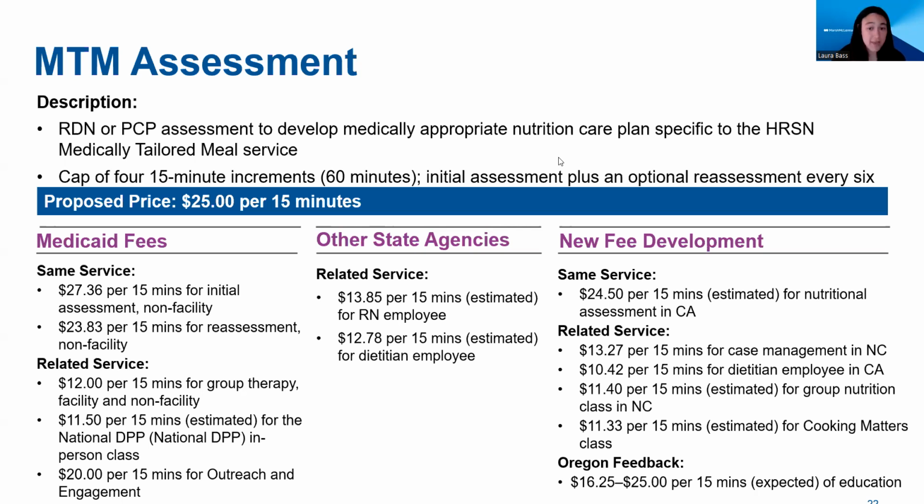But we also looked at other data points. We found that California pays for nutritional assessments at $24.50 per 15 minutes, further supporting our proposed price. And we did collect, as I said, all the other information on this slide.